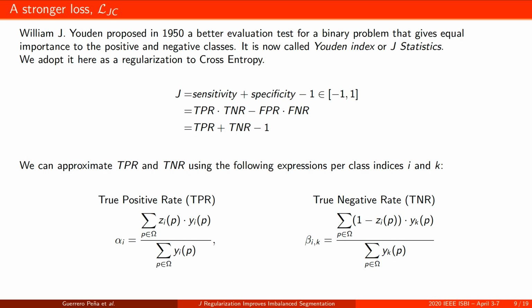Here in this slide, we show the expressions we use to compute the Youden index. The index is bound in the -1 to 1 interval. The higher the value of the index, the better is the classifier. So we want to maximize this index. A value of 1 is a perfect classification, no false positives or negatives. We can approximate true positive and true negative rates using the computed probability values, shown as z values here, and the ground truth probability shown as y values. These are surrogates that have already been used in other works. We just borrowed them.